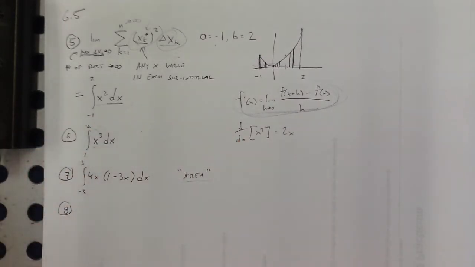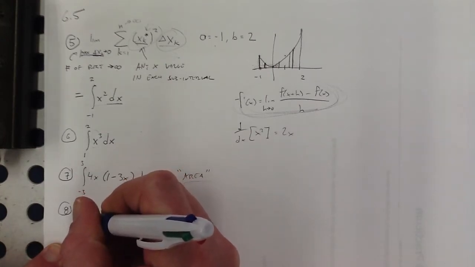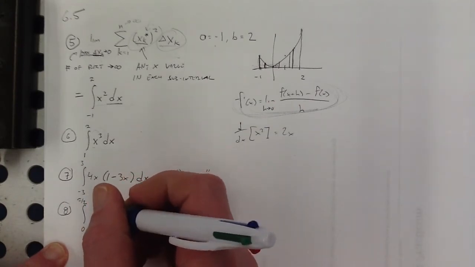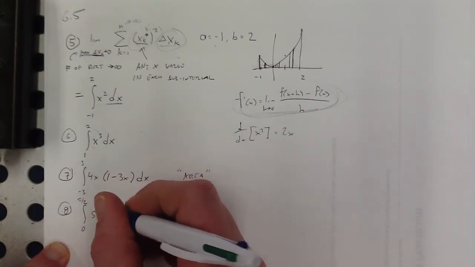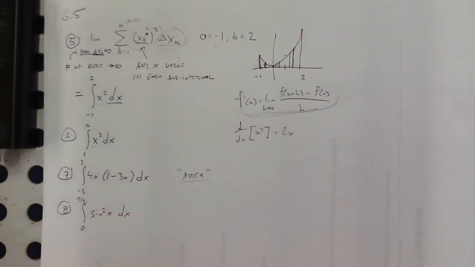And then last one, we've got the integral from 0 to pi over 2 of sine squared x dx. Alrighty. And let's see, 31 and 37.